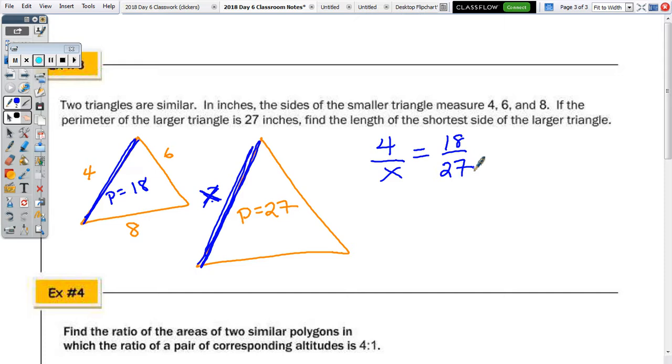And you can also reduce to 18 27ths and work with a smaller number, or you can grab a calculator. 4 times 27, 28, carry the 2, it's 108. 108 divided by 18. X equals 6. Find the length of the shortest side of the larger triangle, 6 inches.